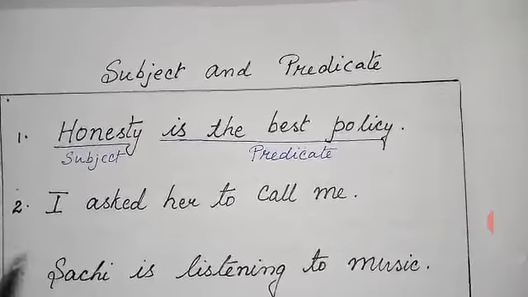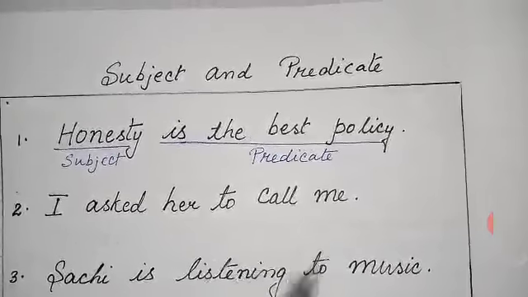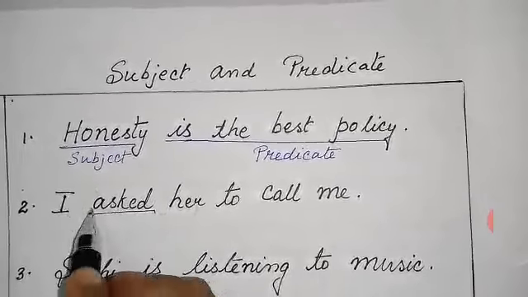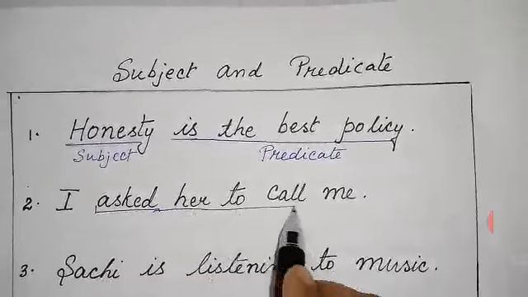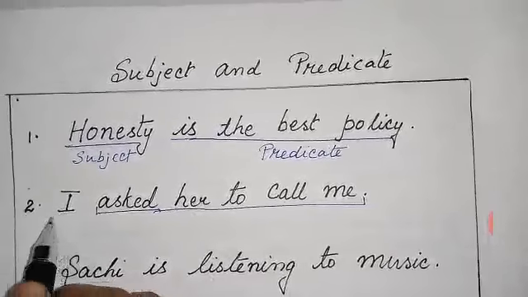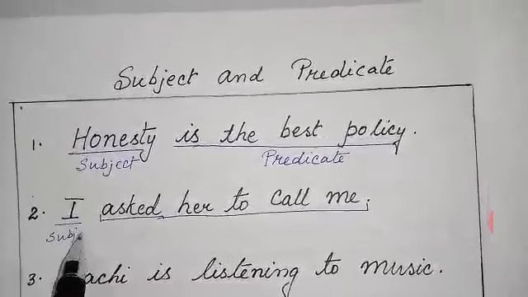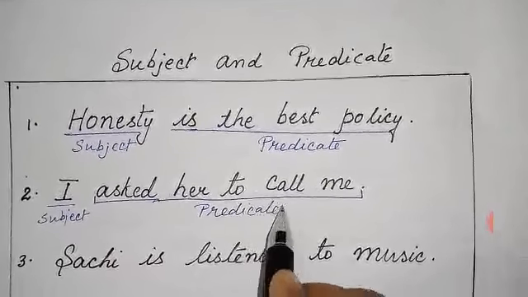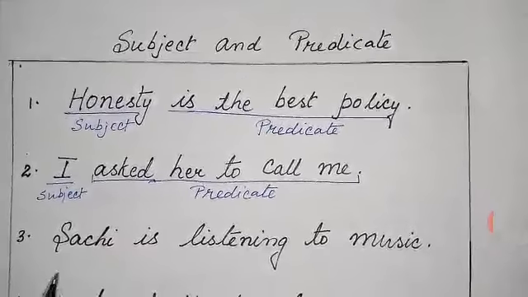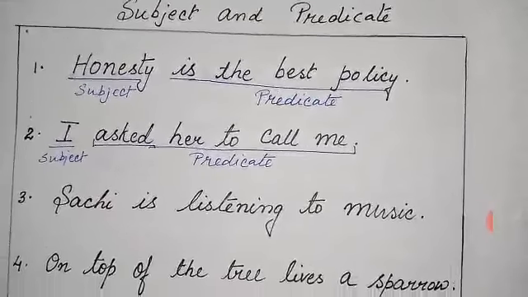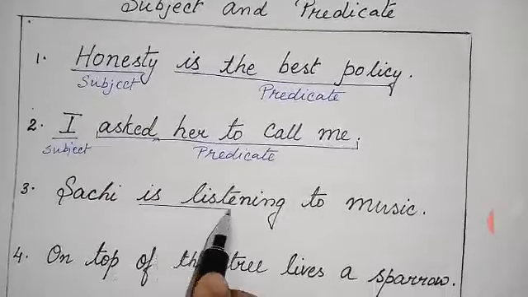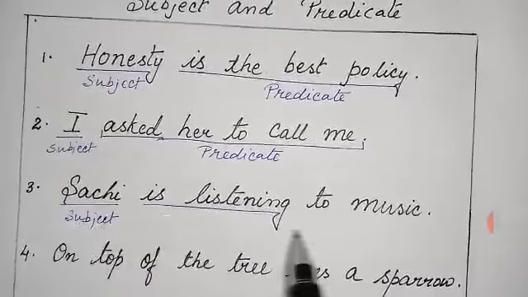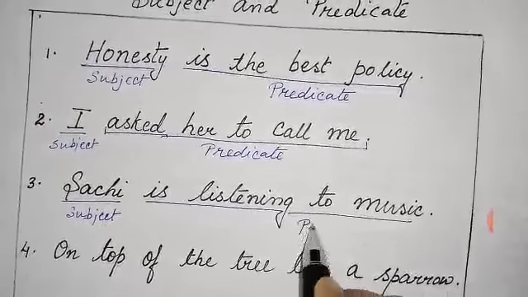Second sentence. I asked her to call me. The verb here is asked. So, who asked? I asked. Quite clear. Subject and the predicate. Shachi is listening to music. Who is listening? Shachi. Subject. And the remaining part is the predicate.